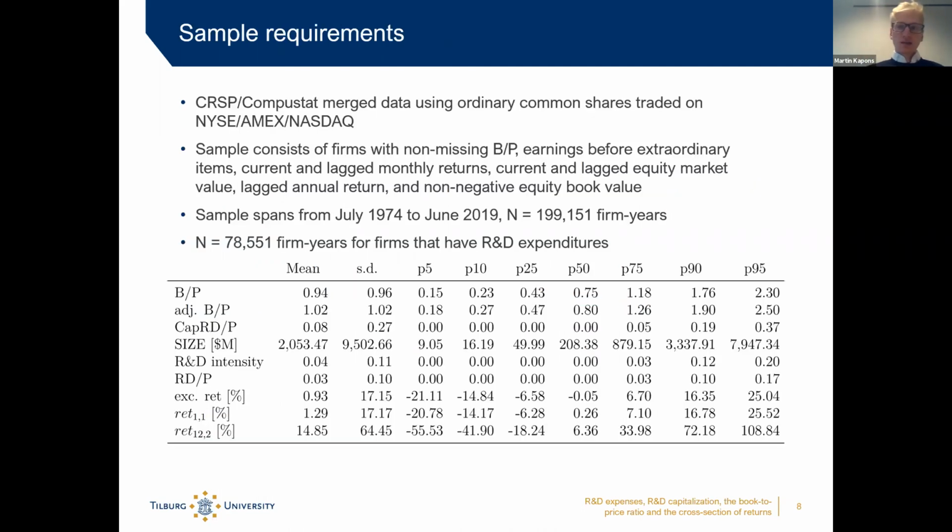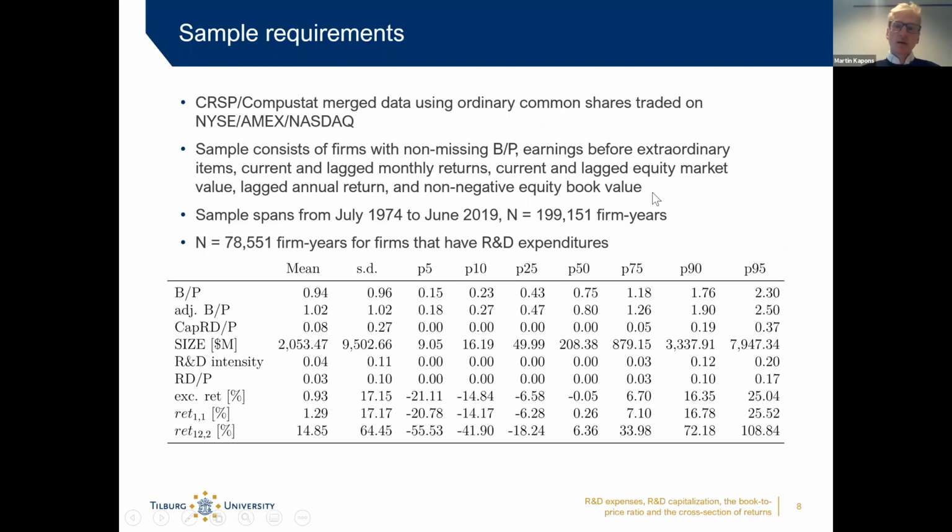paper. As for the sample, that we already had a question about, I used the CRSP Compustat merged data with ordinary common shares that exclude, for example, real estate investment trusts, and focus on shares that are traded on NYSE, Amex, and NASDAQ, and require non-missing book to price, earnings, lagged returns, and current returns, equity market values, and also non-negative equity book value.